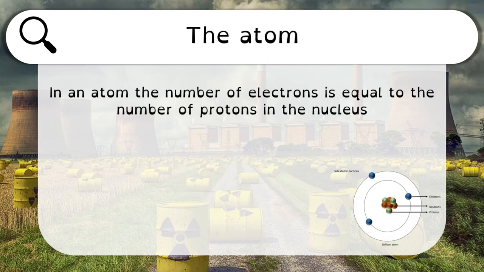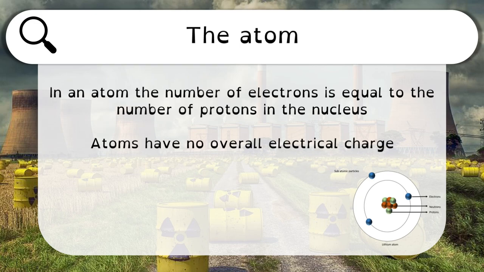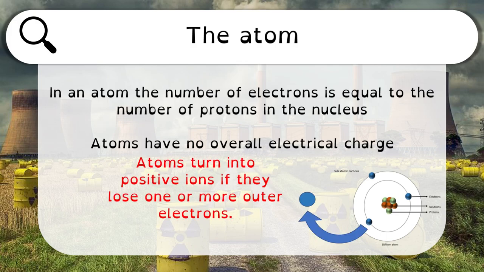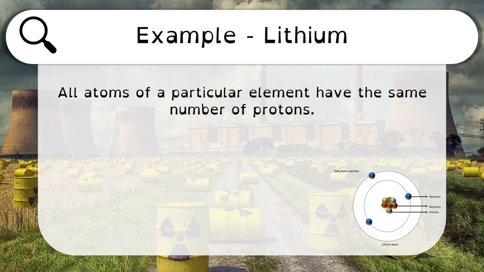So in an atom, the number of electrons is equal to the number of protons within the nucleus. Because the protons and electrons have opposite charges, protons +1, electrons -1, they cancel out, so atoms have no overall electrical charge. Sometimes electrons can leave an atom, and if they do, that means the atom turns into a positive ion. They've got one more proton than electron, so it's got a positive overall charge, and we would call that an ion. And that's if the electron leaves from the outer shells.